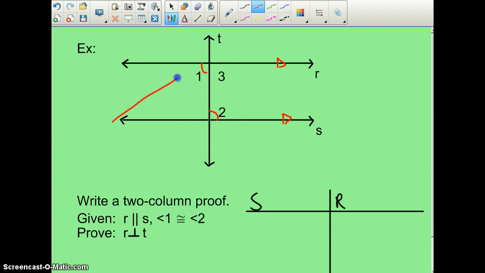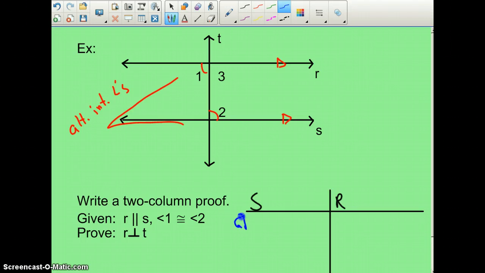And I'm going to go ahead and label out here what type of angles those are. So those are on the inside of the lines R and S, and on opposite sides of the transversal T. So those would be alternate interior angles. So then I'm supposed to prove that R is perpendicular to T. So let's try and do that real quick. I'm going to go ahead and just start with the given information. Always a good place to start here.